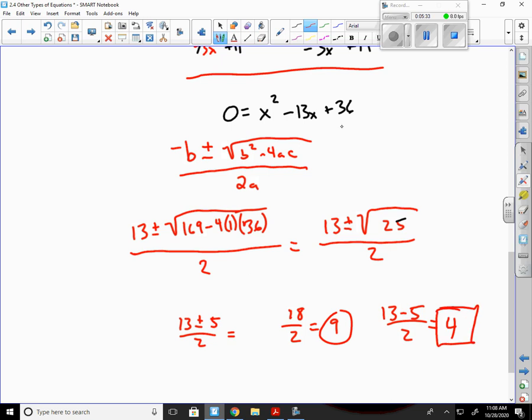Now remember back here when I said I couldn't think of anything that factored to give me 36? Well, clearly I didn't think about 9 and 4. Because if I would have, then I would have got my right answer. 9 times 4 is 36. Negative 9 minus 4 is negative 13.